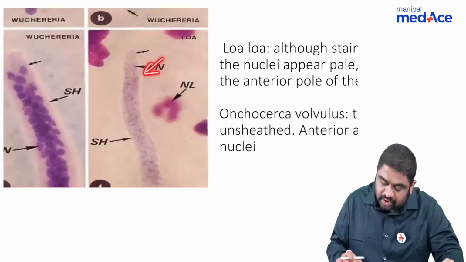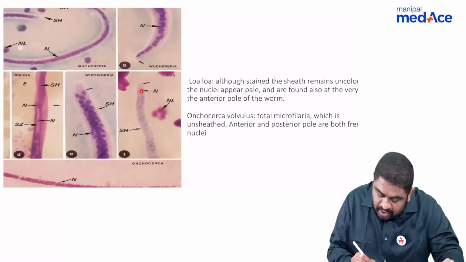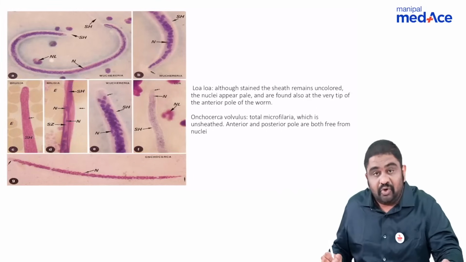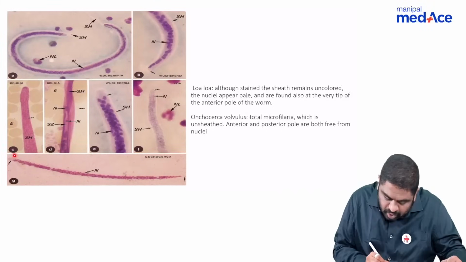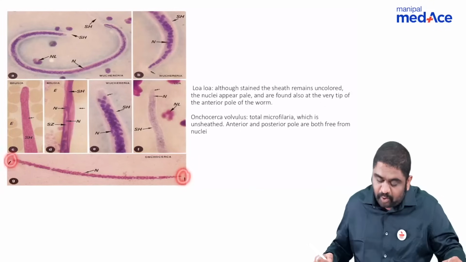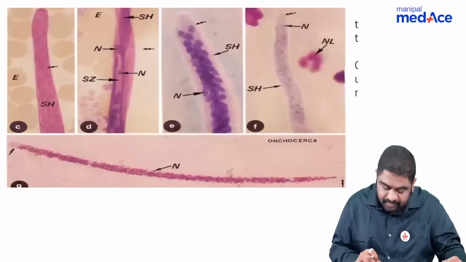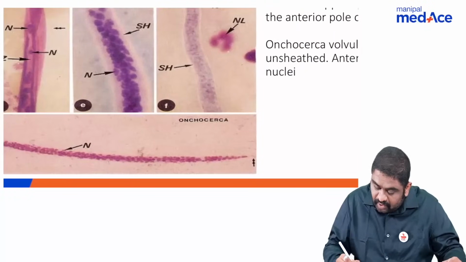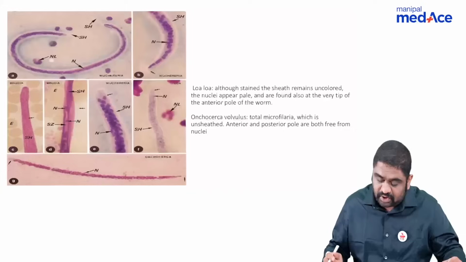The sheath is not clearly demarcated and the nuclei are appearing pale, but they are also found at the very tip of the organism. When it comes to Onchocerca, the beauty is both the anterior and the posterior poles are free from the tail tip, free from the nuclei. Look at this, no nuclei here, no nuclei here in case of Onchocerca volvulus.